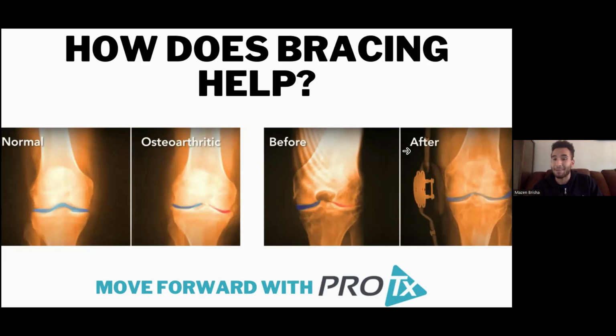And then after the application of an offloading mechanism brace, you can see that the space significantly increases, and that helps with the offloading mechanism. That's what causes that immediate relief and the depletion of pressure, or that taking away of that pressure off your knee. So that's really where the relief comes from, and it's very important for you to really appreciate.